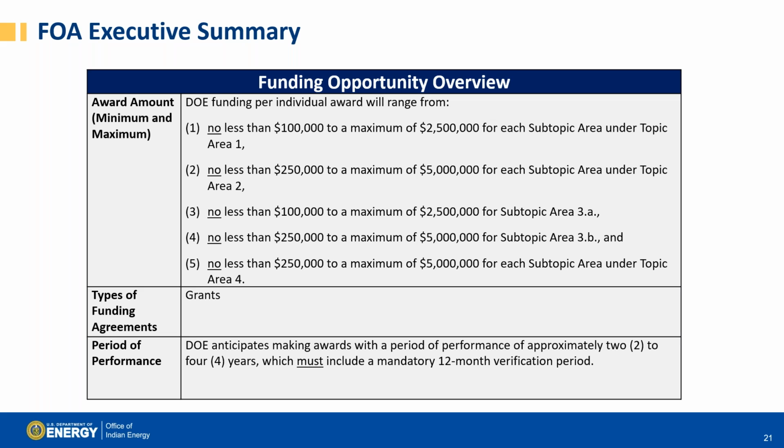For facility scale projects, DOE funding per individual award is no less than $100,000 to a maximum of $2.5 million, which applies to topic area 1 and topic area 3A. For community scale projects, we have no less than $250,000 to a maximum of $5 million, and this applies to topic area 2, topic area 3B, and topic area 4.